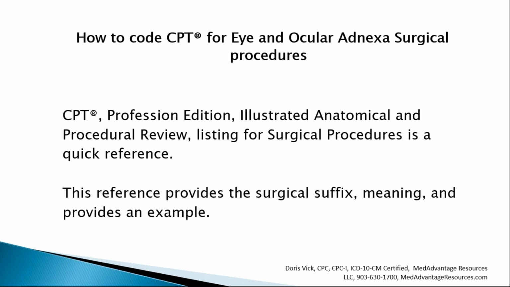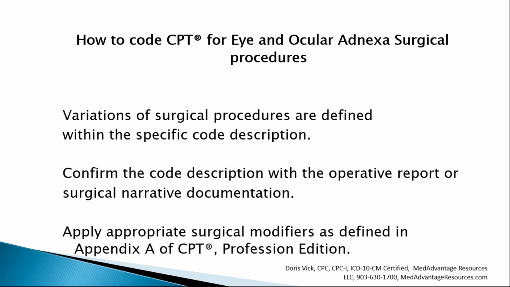The CPT Professional Edition Illustrated Anatomical and Procedural Review listing for surgical procedures is a quick reference point. You will find this at the beginning of the CPT coding manual. This reference provides surgical suffixes, the meaning, and also gives you an example, for instance, excision and ectomy. Variations of surgical procedures are defined within a specific code description.